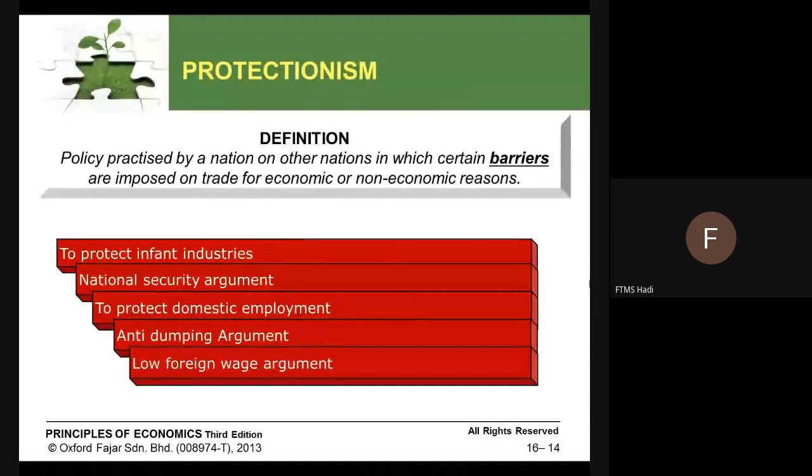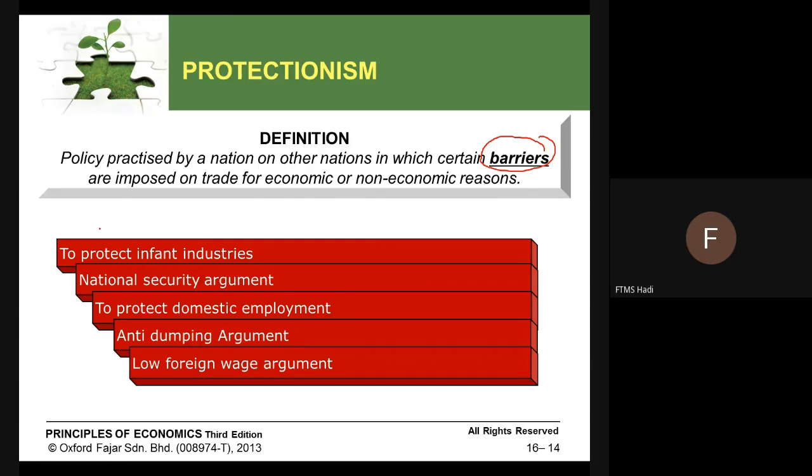Okay, protectionism. What is protectionism all about? Protectionism is a policy practiced by a nation on another nation in which certain barriers are imposed on trade for economic or non-economic reasons. One of the issues of international trade is that sometimes one country cannot enter another country. For example, Israel cannot enter Malaysia. So how do they ensure that the barriers will be loosened up, and that international trade will be smoothened with the certain policies that they need to implement to protect the country?